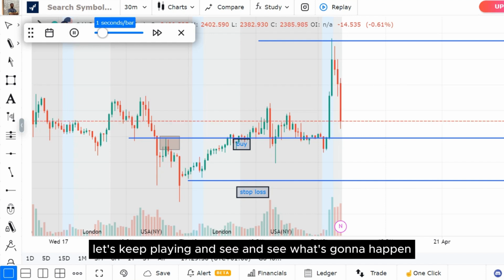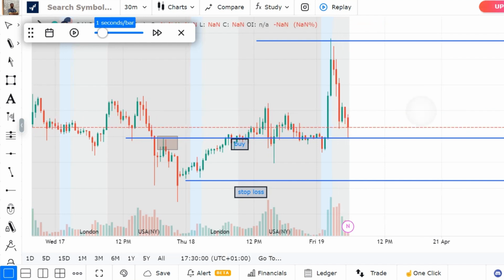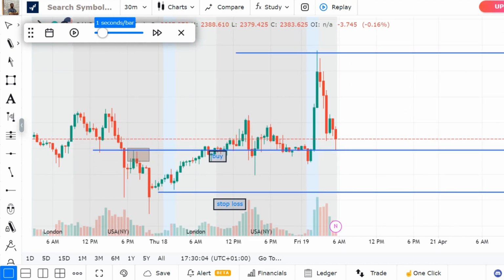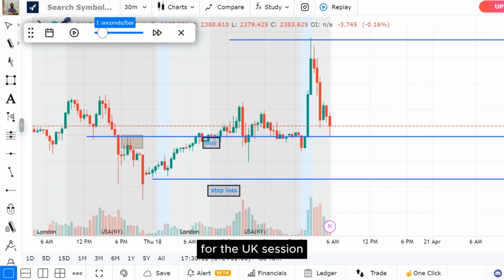Now let's keep playing and see what's gonna happen. Now, this actually manifested during the Asia section of the next trade. Now let's see what's gonna happen. We are anticipating the UK session now, because we hit our profit already. We want to test for another different day.